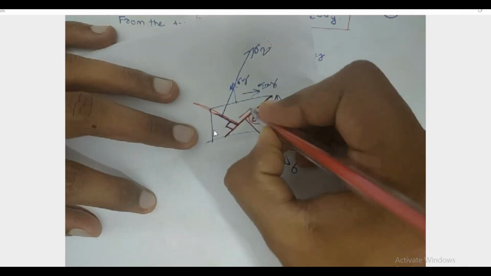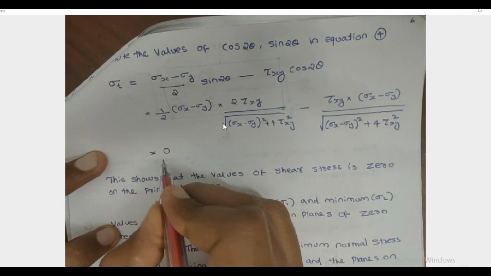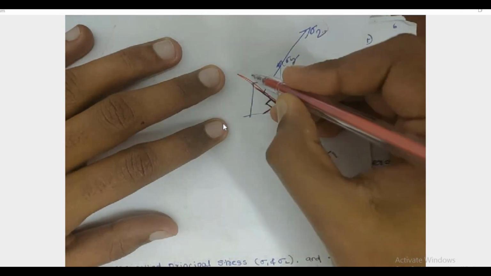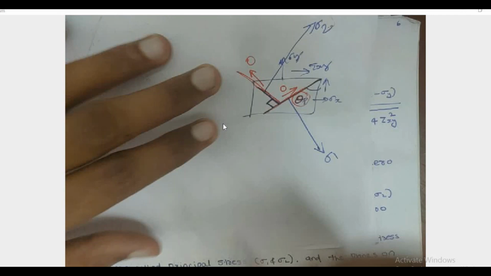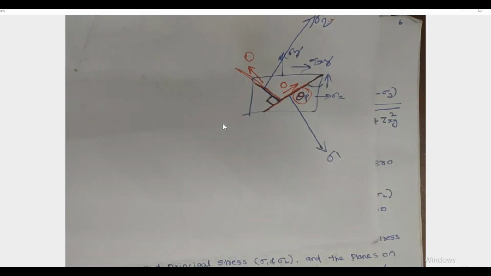What is the shear stress on a principal plane? After substitution, we get the shear stress on a principal plane, which is equal to 0. So that is why we defined that on a principal plane, the shear stress value is equal to 0. On these major and minor principal planes, the shear stress value is equal to 0.